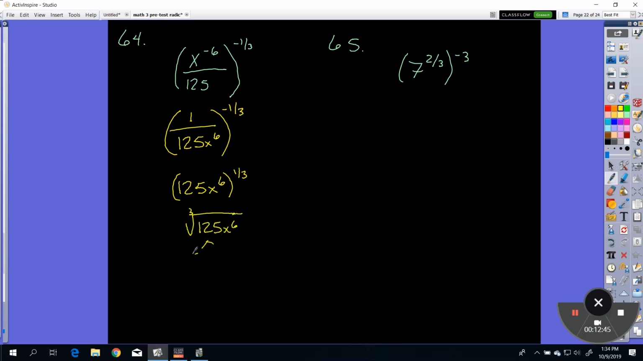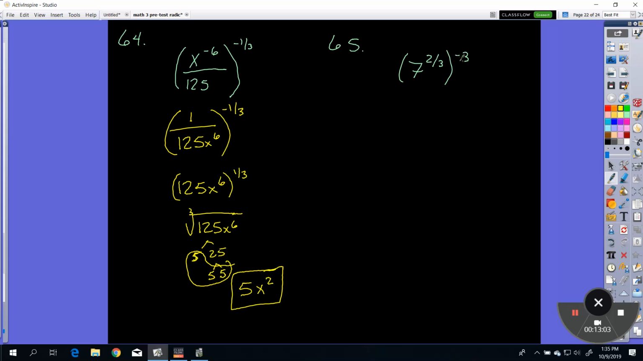So 125 is 5 times 25. And 25 is 5 times 5. So there's a group of 3 5s. And how many groups of 3 can I make out of 6? 2, and there are no left over, so that's my answer.